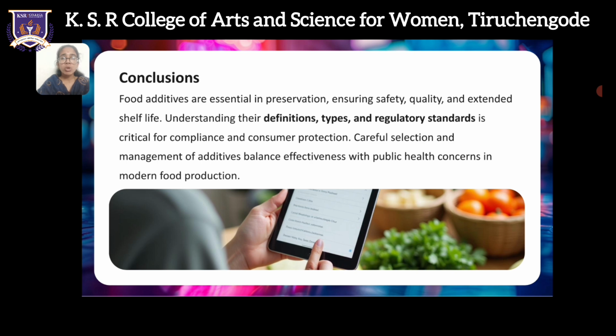Then we'll move on to the conclusion. Food additives are mainly used for preservation to ensure the safety, quality and extended shelf life of the food product. So, based on the understanding of their roles, definitions, types, regulatory standards and permissible limits, we have to use additives in food products for consumer protection. Careful selection and management of additives is important for public health concern.